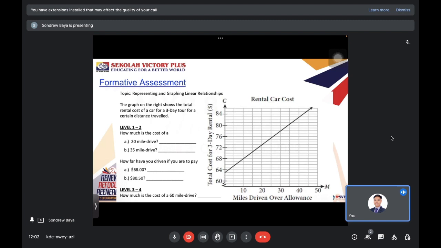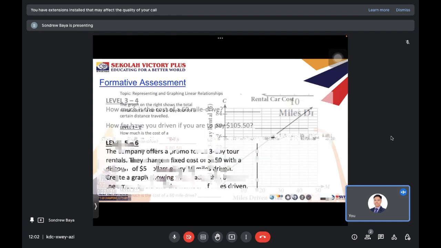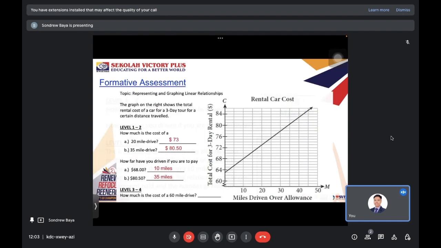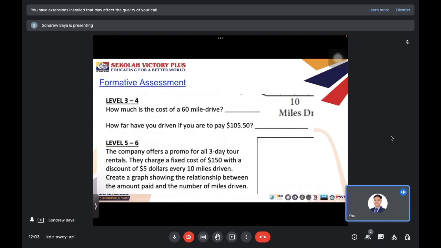So, let's start with level 1 and 2. Level 1 and 2 can just be seen from the graph. So, you can just directly get the answers out from the graph. All right. Now, for levels 3 and 4, you need to find patterns from answers in levels 1 and 2, or you need to observe patterns in order for you to be able to answer questions in levels 3 and 4. And the answers are as follows.